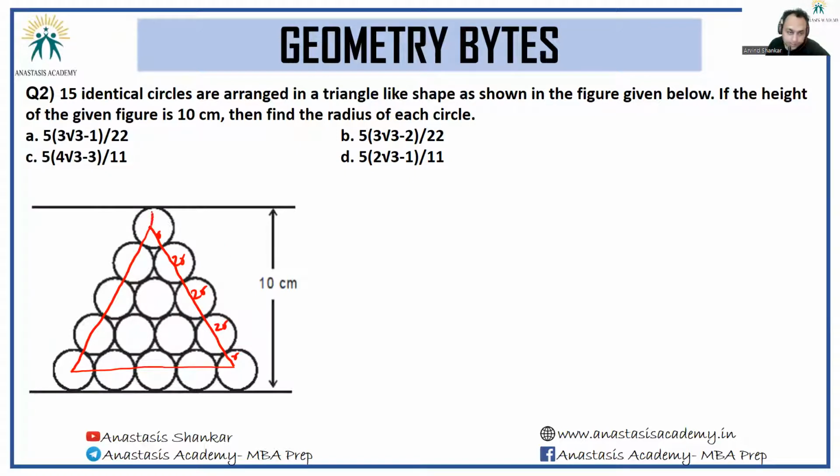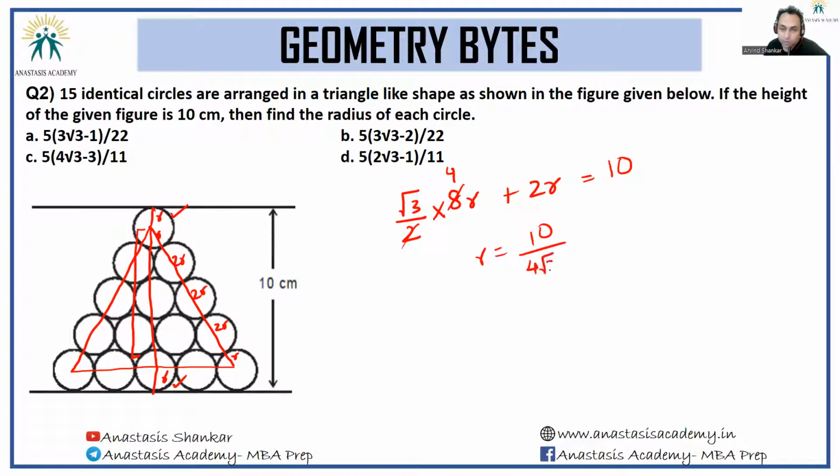So the line here, and that goes here and here. It is R here, and the height of the equilateral triangle. Height of the equilateral triangle is root 3 by 2 into side. Side is 8R plus 2R. One extra R here, one extra R here. This adds up to a total of 10. So this becomes 4. R would be equal to 10 by 4 root 3 plus 2.